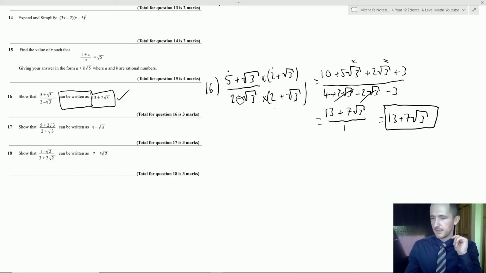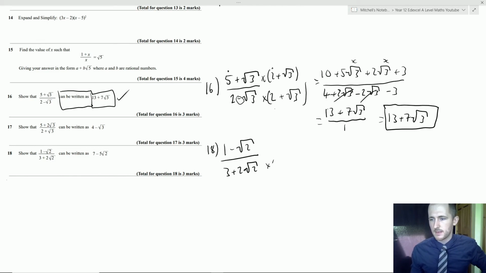Okay? So I think if we speed it up, we can actually do the last question before this lesson's technically meant to end. So let's get down to business. 18. Show that, and then we have 1 minus root 2, can be written as. So once again, we're going to do the exact same thing, okay?